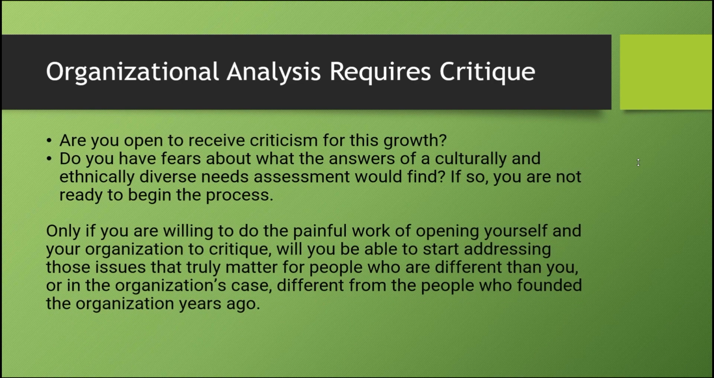Only if you're willing to do the painful work of opening yourself and your organization to critique will you be able to start addressing those issues that truly matter for people who are different than you, or in the organization's case, different from the people who founded the organization years ago. Because a lot of organizations, like the school system, I could not believe the challenges that Dr. Diaz had with Palm Beach County School District, which is supposed to be such a great school district and so diverse. But he had these challenges with the school district in being able to address the issues that truly matter and be able to change an organization that has not changed with the times.